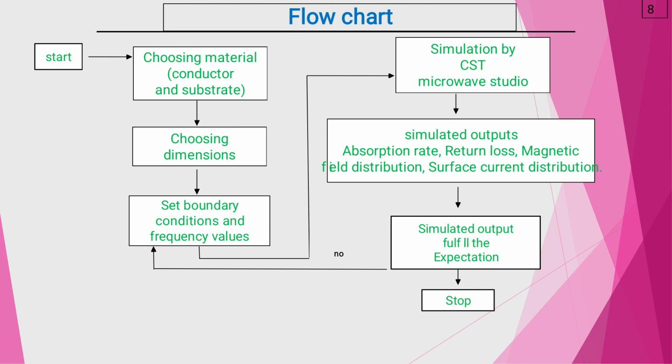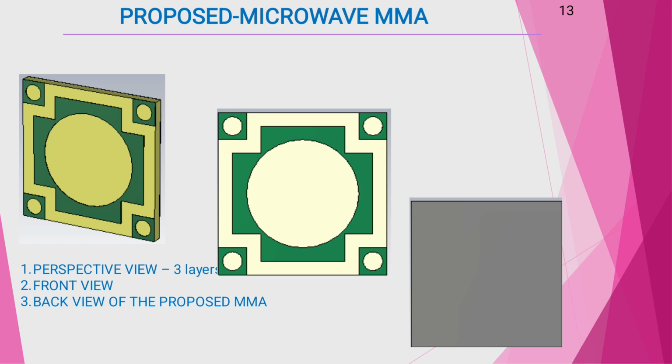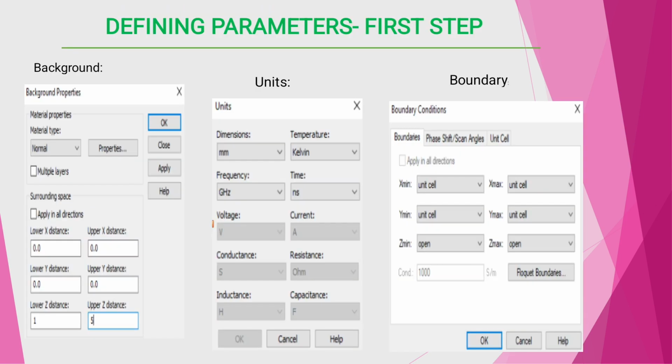So this is our flow chart. First of all, we need to choose a material. The material used here is copper and FR4 dielectric substrate, and we need to fix the geometrical dimensions, boundary conditions and frequency values. After this, the design is simulated using CST Microwave Studio software, and we take some outputs from the CST software. So this is the proposed microwave metamaterial absorber. The perspective view, front view and back view of the absorber are shown here.